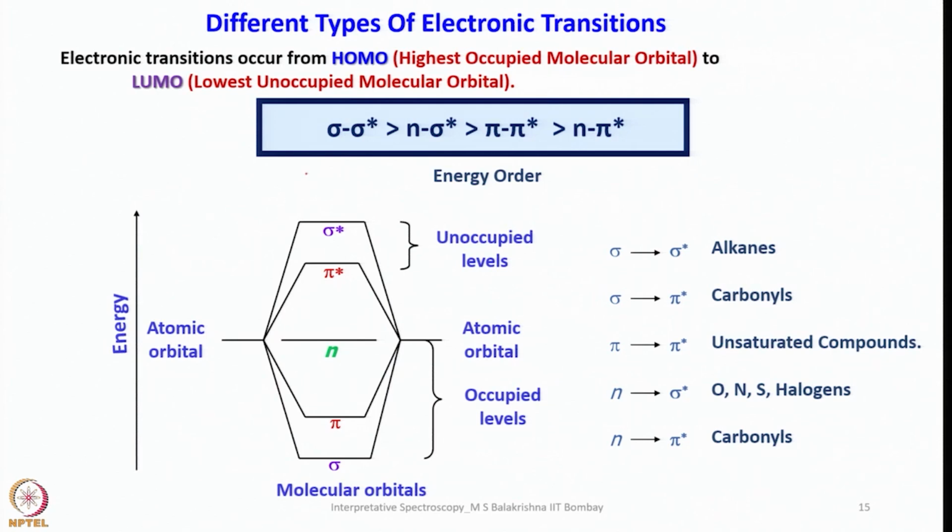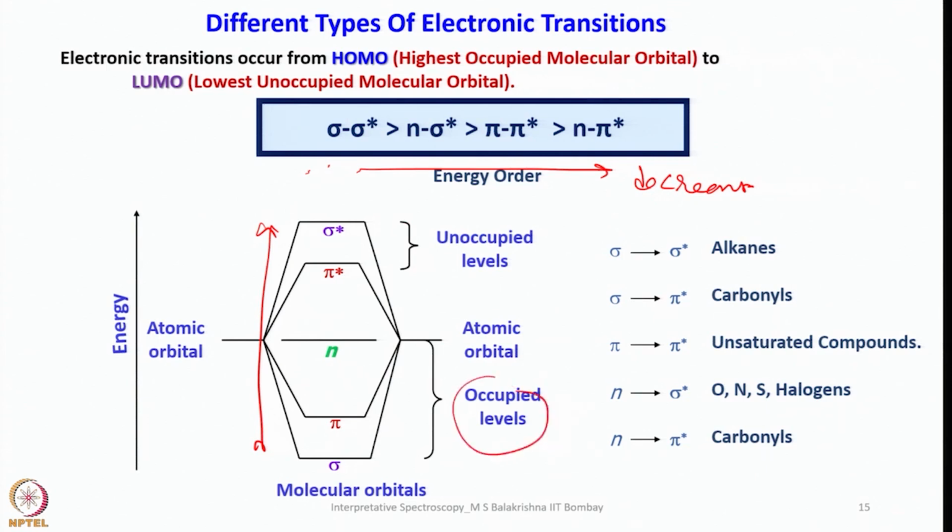So energy follows this order. Energy required is very high, and the energy decreases in this order. If the energy decreases, it means the gap is decreased. For example, you can see here sigma to sigma star, the gap is more, so the energy required is very high. Then pi to pi star is lower, and n to pi star is even much lower. It follows this order. It is the typical energy you can expect for sigma, pi and n electrons. So these are the unoccupied levels, these are the atomic orbitals, and these are the occupied levels.